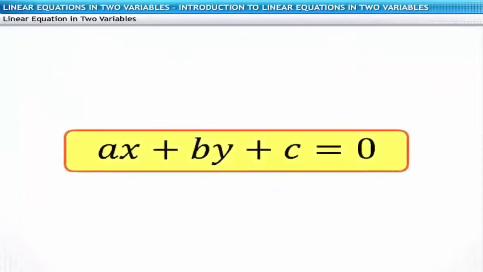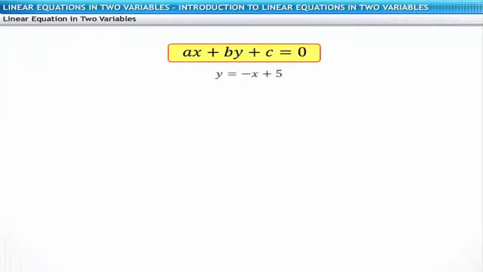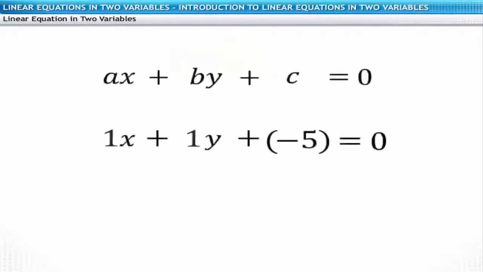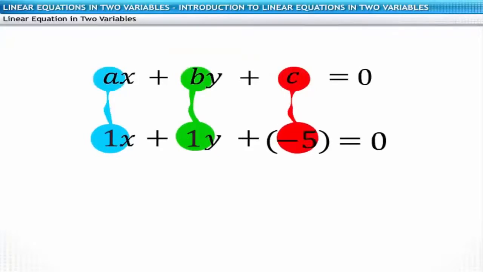Now let's see some examples of linear equations in two variables. Can we say that this is a linear equation in two variables? Let's try. We will rearrange the equation and see if it resembles the standard form ax plus by plus c equals 0. This equation can be represented as follows. Now let's check whether it matches the standard form. Now we can say that the equation is a linear equation in two variables, where a is equal to 1, b is equal to 1, and c is equal to -5.